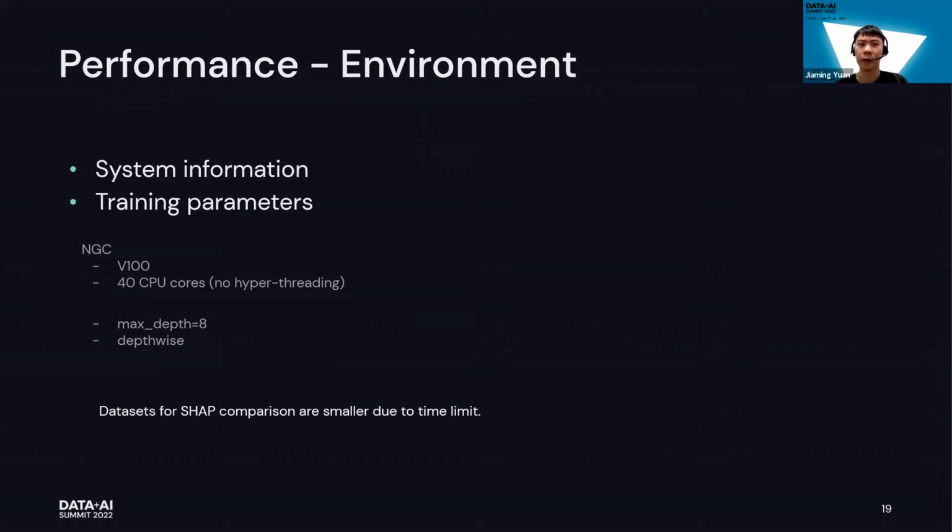All this hardware is on NGC, the NVIDIA cloud servers. You might notice in the next slide, the datasets for SHAP comparison are smaller, and that's because we have limited time and we don't want to run the benchmark for too long. We'll show the performance for SHAP contribution, but not interaction, because without a GPU, the interaction is going to run forever. You can try it yourself. The acceleration of feature interaction on GPU basically puts it from impossible to usable.